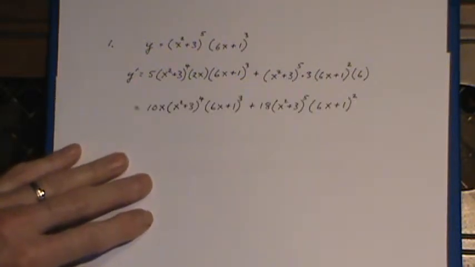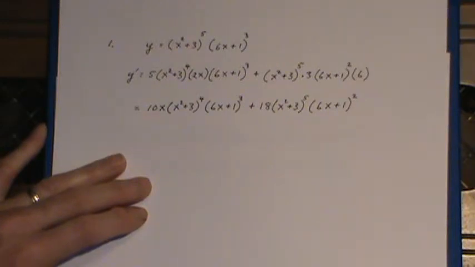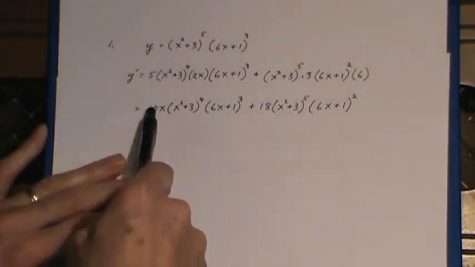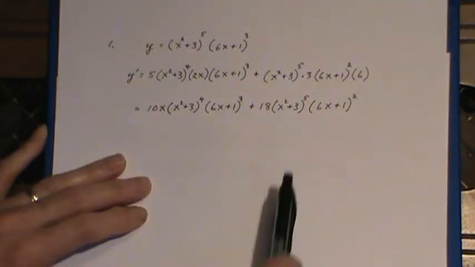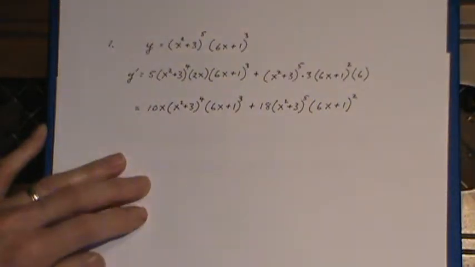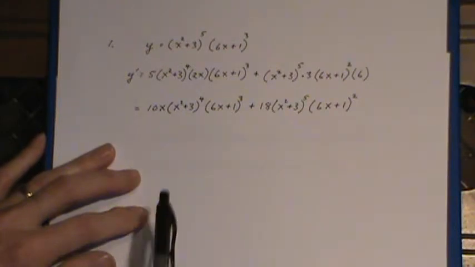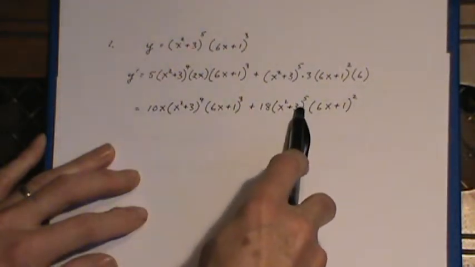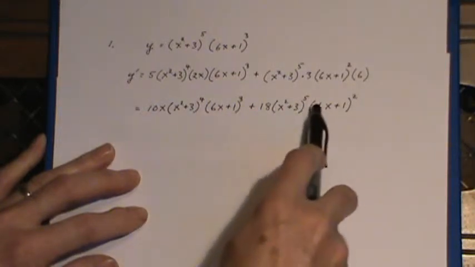Now, part of the problem here is factoring this out. You see, in this line I've taken the 2x and the 5, just written it as 10x out here to clean it up a little bit. And the 3 and the 6 becomes the 18 here. Now what happens in all cases like this, you see you've got x squared plus 3 to the fourth here, and there it's to the fifth. 6x plus 1 to the third and to the second.